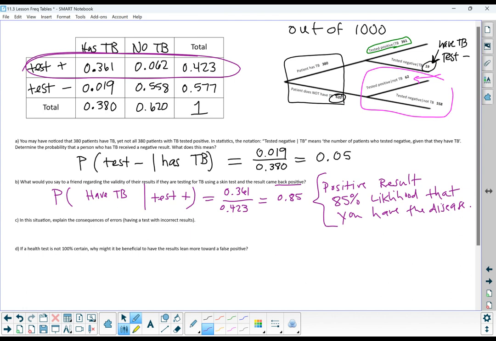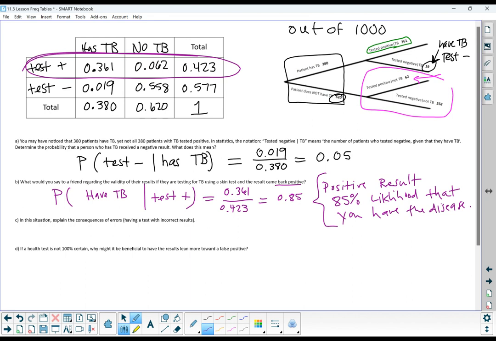So, Part C, in this situation, explain the consequence of errors if you have a test with incorrect results. If you test negative but you have TB, you might not be getting the treatment that you need. You might be having symptoms that are bothering you, but your doctor's like, no, you don't have it, you tested negative. So it's problematic. The consequence of having a negative test when you have a disease is that you're not getting treatment.